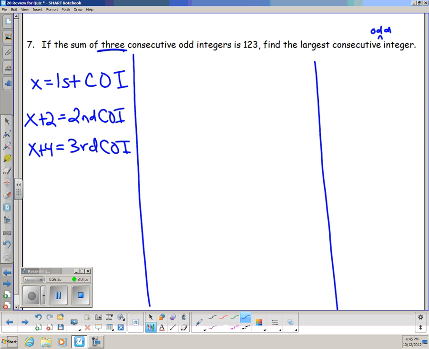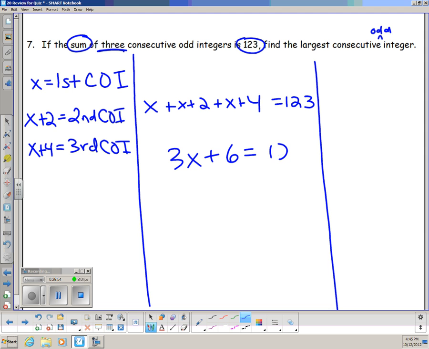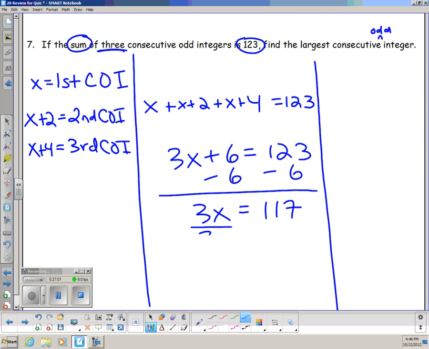And now the sum of these 3 is 123. So I have to add them up to get 123. So I have x plus x plus 2 plus x plus 4. And now I need to combine my like terms. So x plus x plus x is 3x. 2 plus 4 is 6. I get 123. Subtract 6 from both sides. I get 3x is 117. Divide by 3. And x is 39.